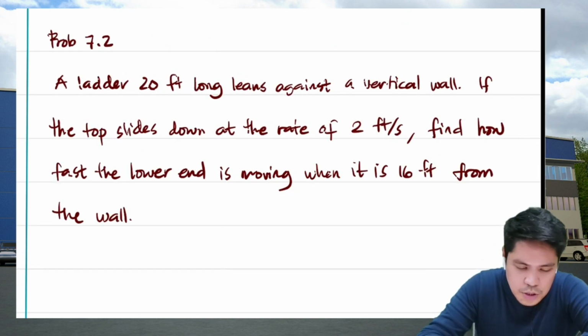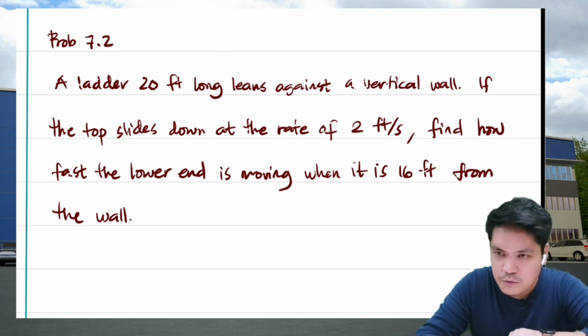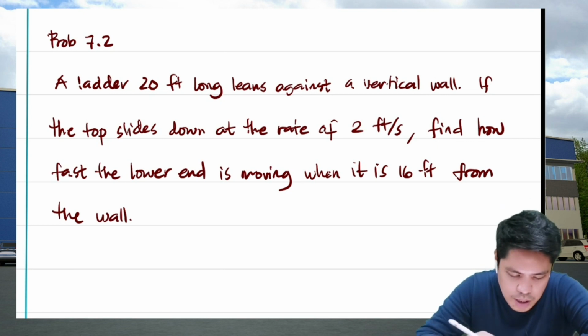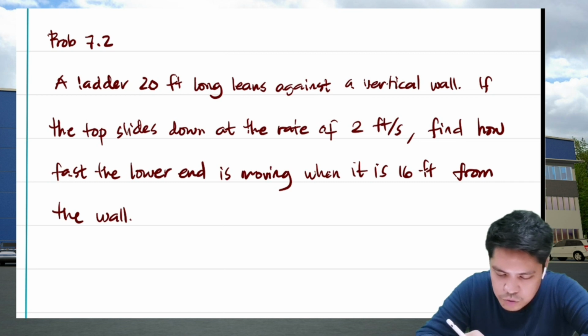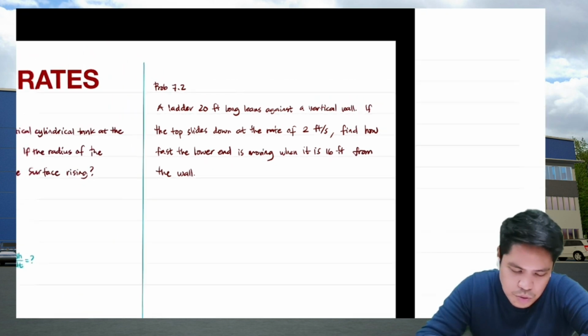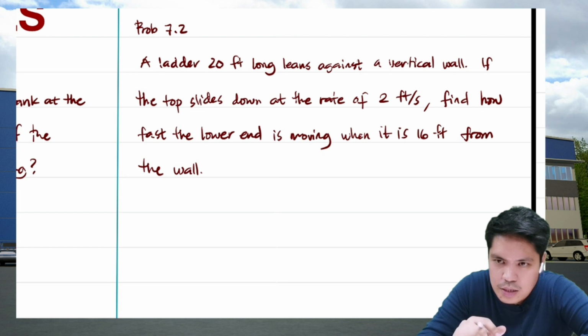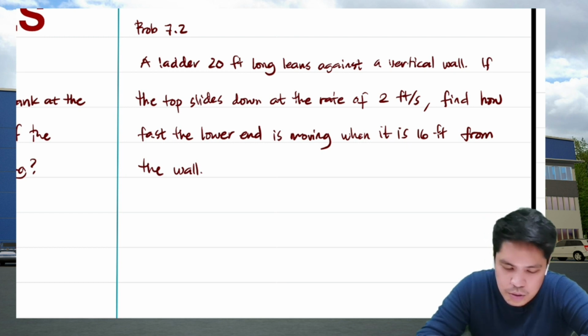Okay, let us proceed to the second problem. A ladder 20 feet long leans against a vertical wall. If the top slides down at the rate of 2 feet per second, find how fast the lower end is moving when it is 16 feet from the wall. Okay, so this is just a simple problem wherein a 20-foot long ladder is resting or leaning against a wall.